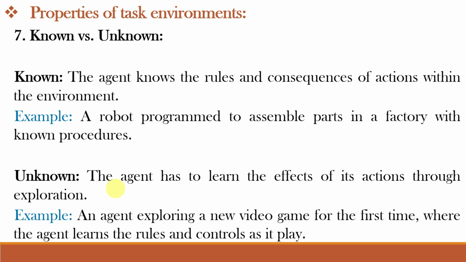effects of its actions through exploration. It does not know what will happen. And the example of unknown task environment is an agent exploring a new video game for the very first time, where the agent will learn the rules and controls as it plays. Okay, so these are different properties of task environments.